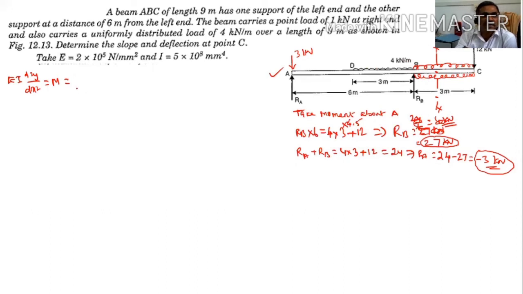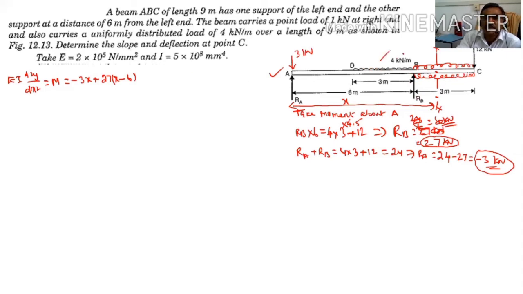So now if you write the equation, M is equal to RA into x. We are taking this as x. So RA into x. What is the value of RA? RA is equal to minus 3. So that will create a counterclockwise moment. So minus 3 into x. Then if you consider this reaction, this will create a clockwise moment. So then plus 27 into x minus 6.